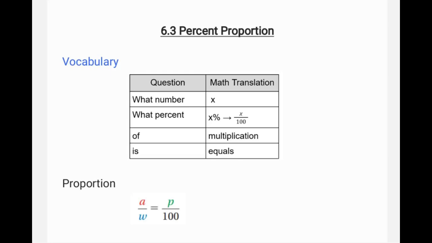And if the word of is introduced in the question, that is translated as multiplication. If the word is is introduced in the question, it is the same as equals. And so what we're going to do is convert our sentences into a math equation, and then from there try to make it a proportion problem, which we have done before in our previous lessons.